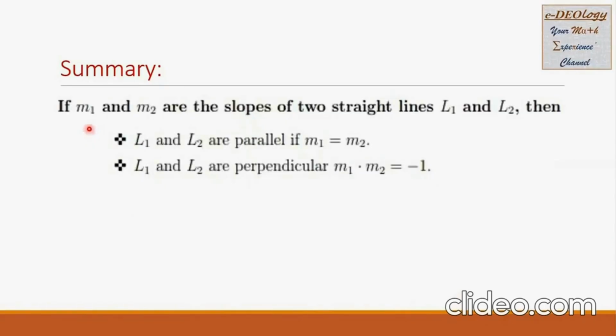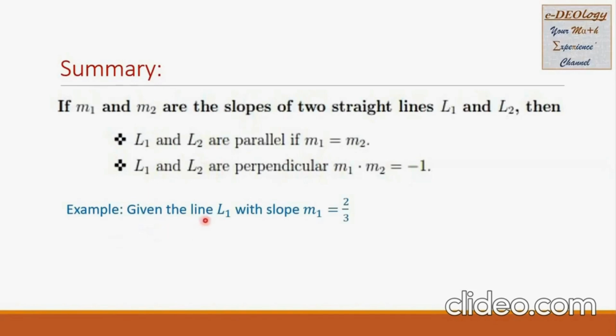More so, if m sub 1 and m sub 2 are the slopes of two straight lines L sub 1 and L sub 2, then L sub 1 and L sub 2 are parallel if m sub 1 equals m sub 2. Also, L sub 1 and L sub 2 are perpendicular if m sub 1 times m sub 2 equals -1.